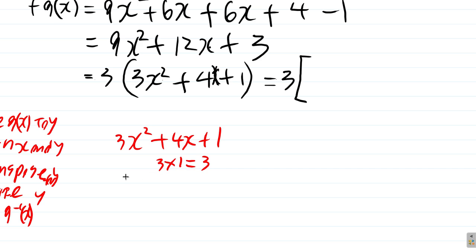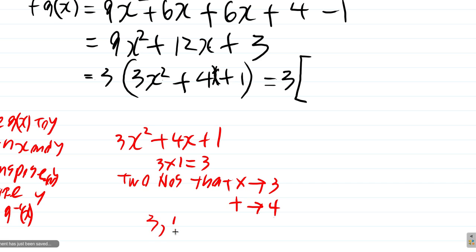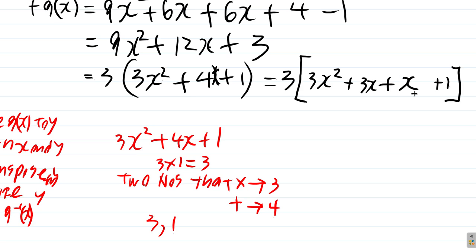Can we find two numbers that multiply to give 3 and add to give 4? Well, 3 and 1 probably could work. 3 times 1 is 3, 3 plus 1 is 4. So what we do is divide the middle part, the 4x, into 3x and 1x. So you have 3x squared at one end plus 1 at the other end, and then we have 3x plus x here.